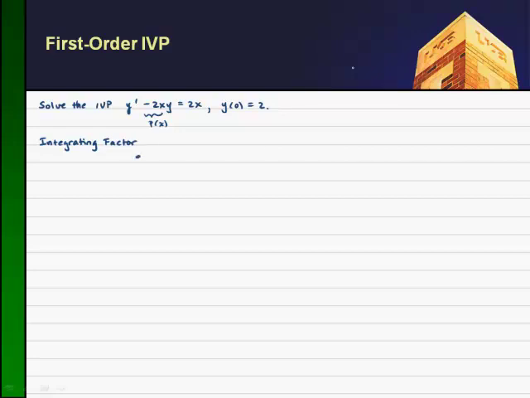My integrating factor is going to be e to the integral of p of x dx, so it becomes a minus 2x dx. In this instance, I get e to the negative x squared. And if I go back to my ODE and multiply through by the integrating factor, I'll get e to the negative x squared y prime minus 2xy e to the minus x squared equals 2x e to the minus x squared.